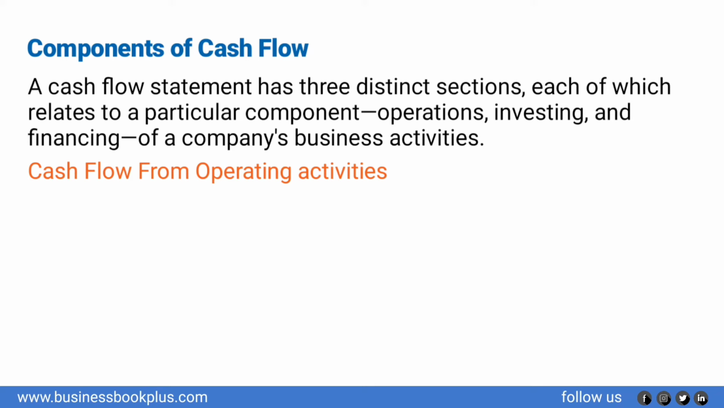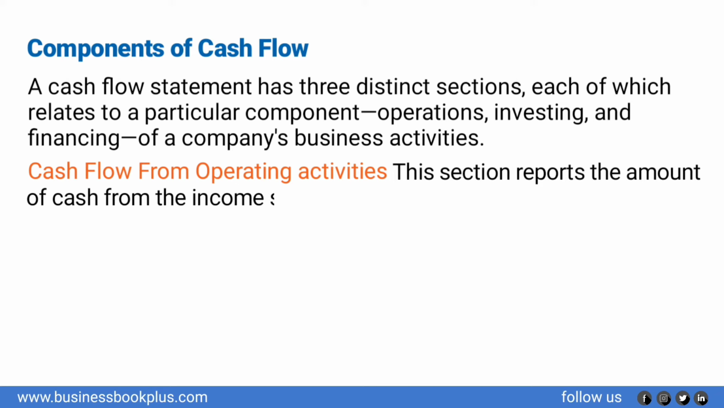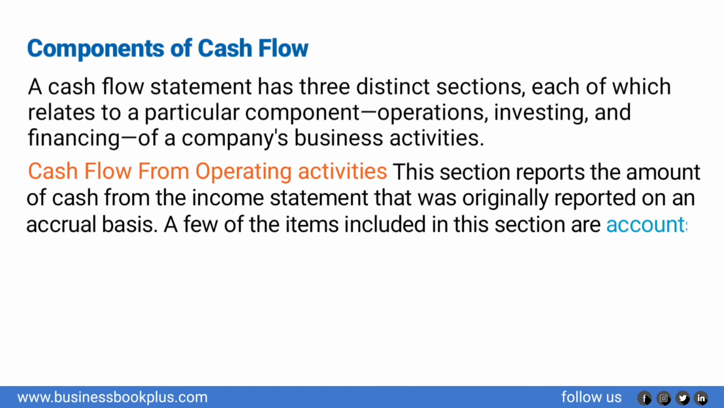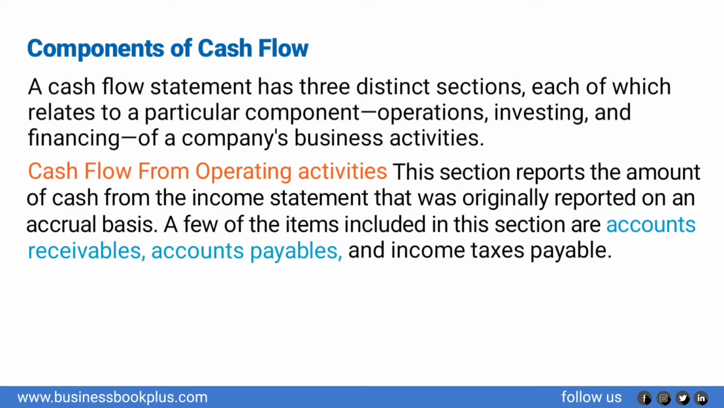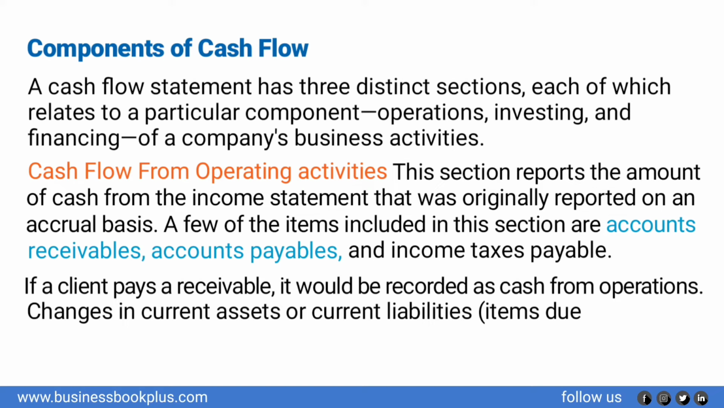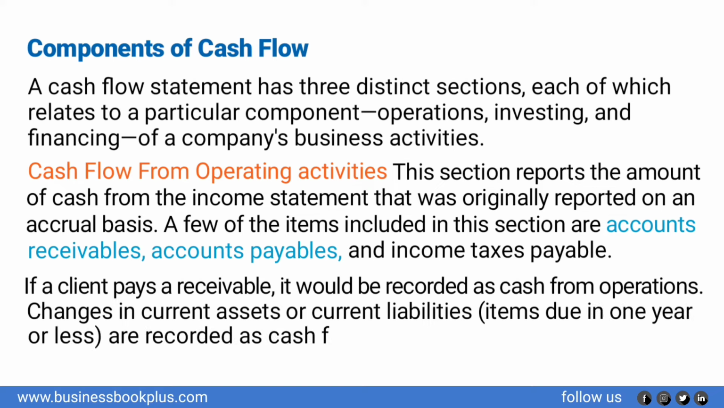Cash flow from operations. This section reports the amount of cash from the income statement that was originally reported on an accrual basis. A few of the items included in this section are accounts receivable, accounts payable, and income taxes payable. If a client pays a receivable, it would be recorded as cash from operations. Changes in current assets or current liabilities are recorded as cash flow from operations.